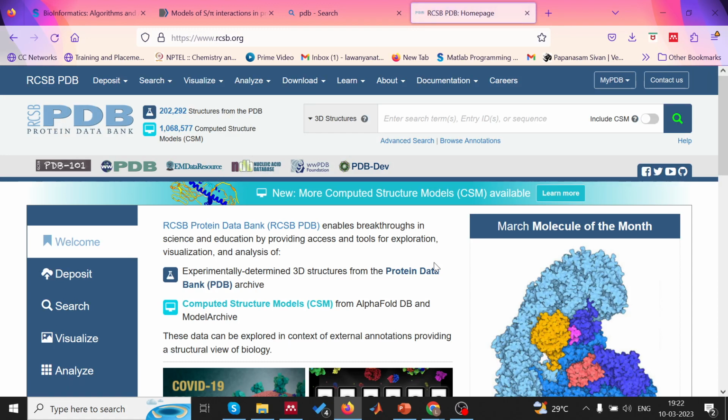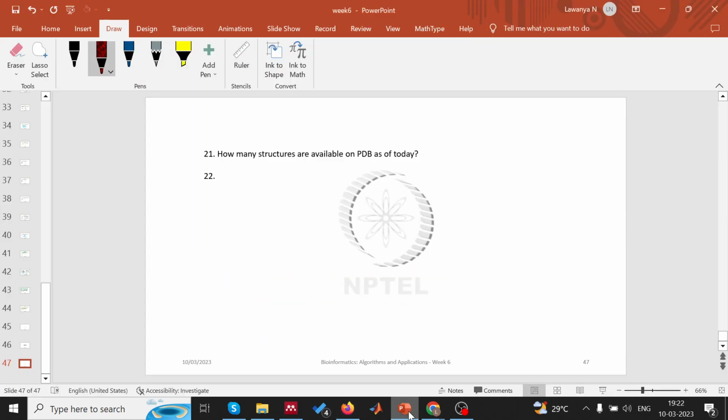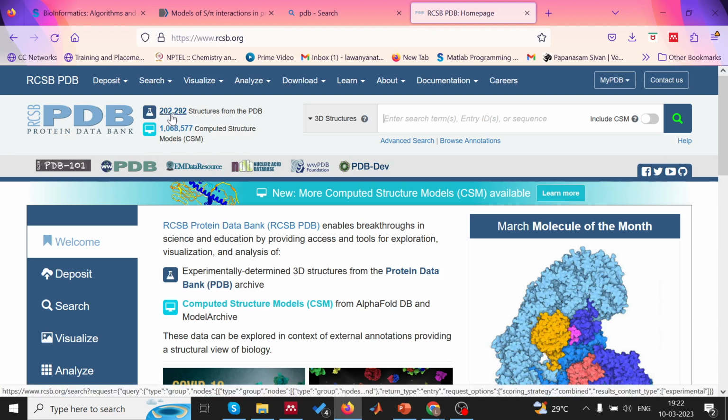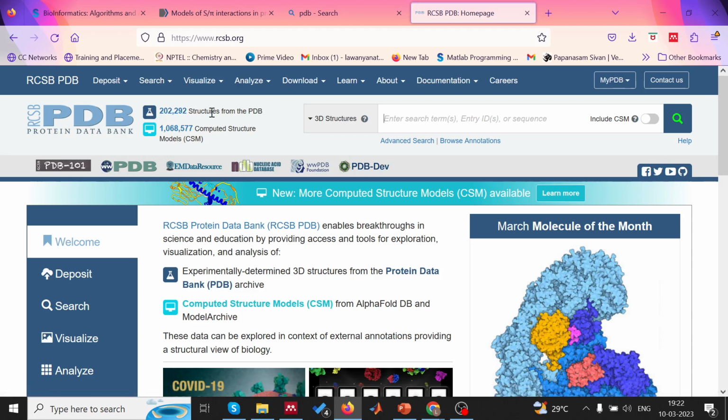So what's the number of structures from PDB as of today? So where should you look, for people who didn't know where to look? Yeah, I think my pen won't work here. So 2 million, right? Or if you go by Indian metric system, 2 lakh 2,292 structures from PDB. So I thought I will also look for something.